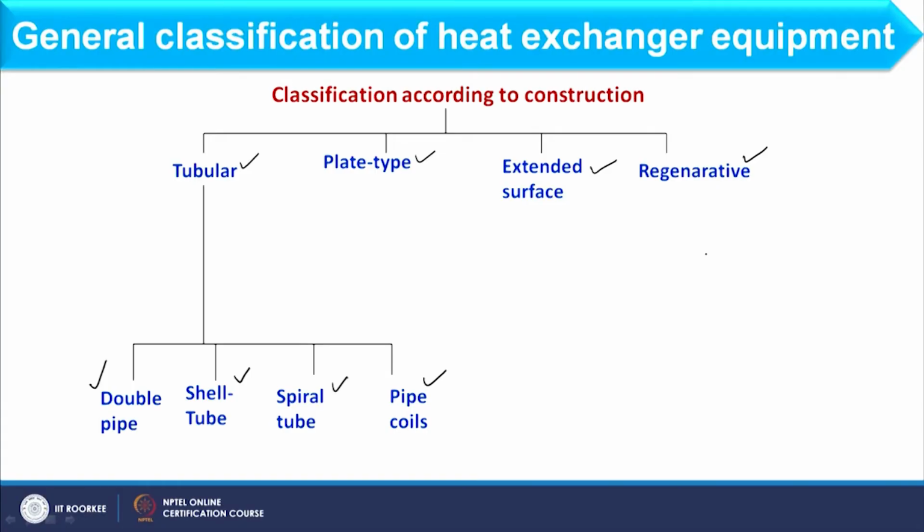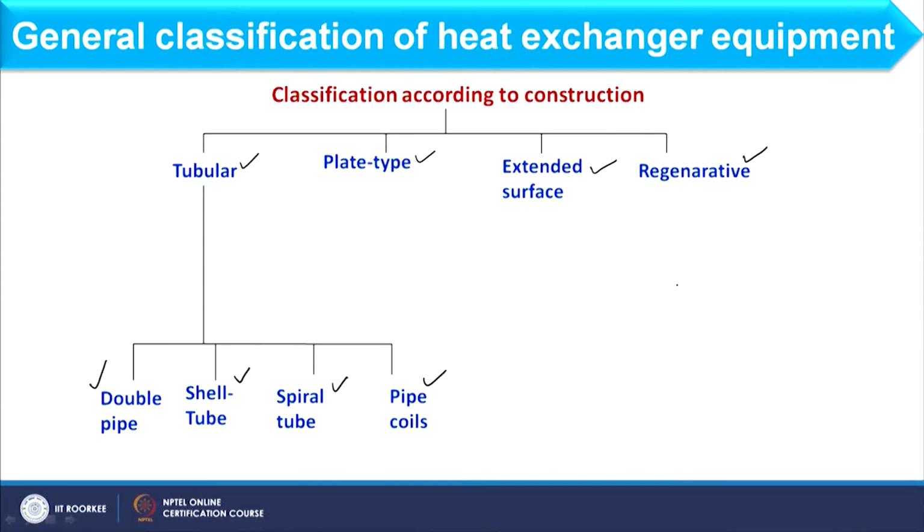So, these number of tubes are available in a definite pattern inside the shell in a shell and tube heat exchanger, and it has a definite structure. It is not only shell and tube, there are different assemblies which are installed in this exchanger, which we will discuss in detail. Okay. Now, next is spiral tube.